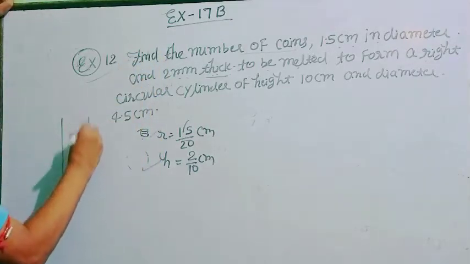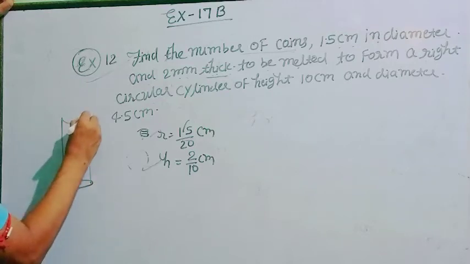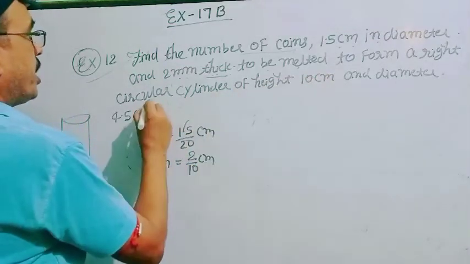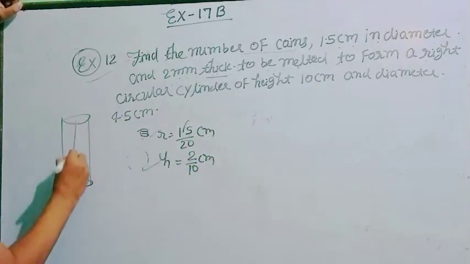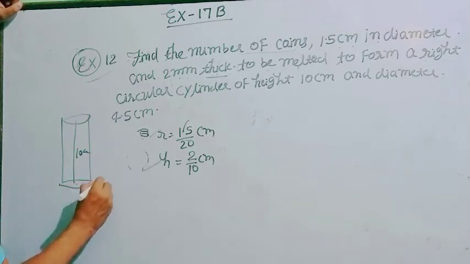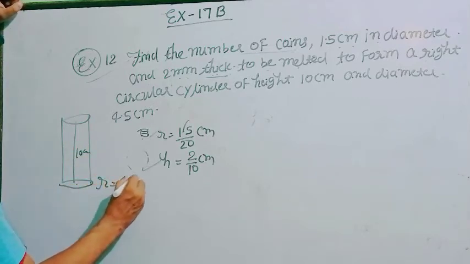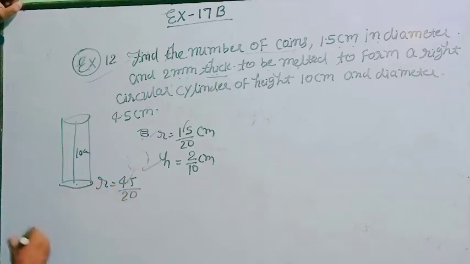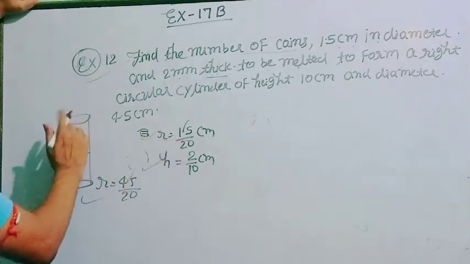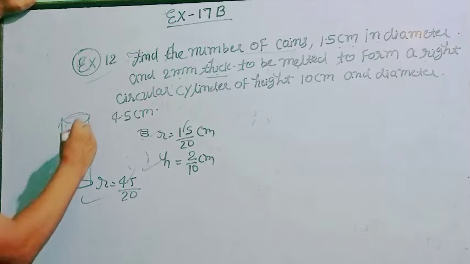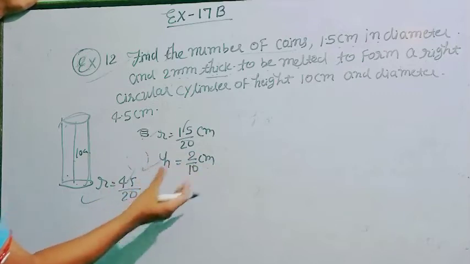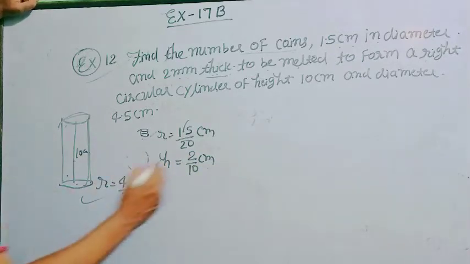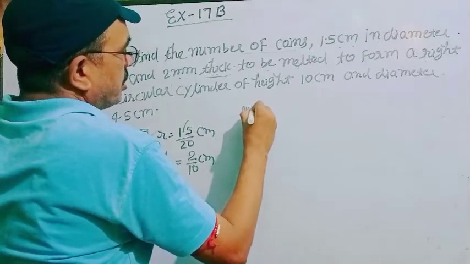And the cylinder which is formed by melting has height 10 cm and diameter 4.5 cm. Height of this cylinder is 10 cm and diameter is 4.5. So radius is 4.5 by 2 and here 20, so radius is 45 by 20 cm. So how many coins do we need to form this solid cylinder? That means the volume of the cylinder divided by the volume of the coin, then you can find the number of the coins. So you write here the number of the coins.